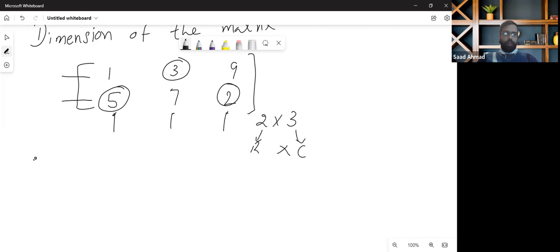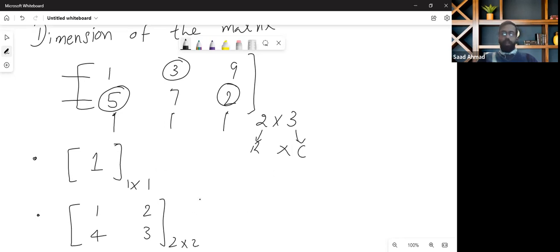Now, if I have a matrix which is, let's say, just 1, it has 1 row and 1 column. It's 1 cross 1. If I have something like 1, 2, 5, 3, this one is 2 cross 2. Similarly, we can have 3 cross 3. So the matrices that have the same number of rows and the same number of columns are called square matrices.